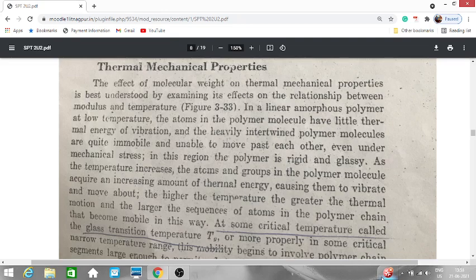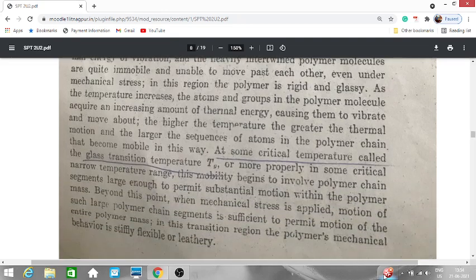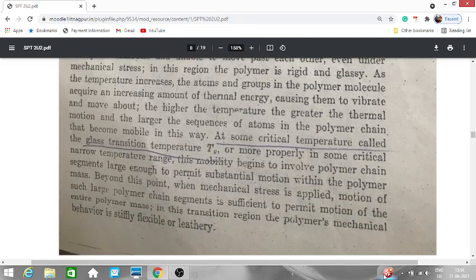As the temperature increases, the atoms and groups in the polymer molecule acquire an increasing amount of thermal energy, causing them to vibrate and move about. The higher the temperature, the greater the thermal motion, and the larger the sequences of atoms in the polymer chain that become mobile in this way. At some critical temperature called the glass transition temperature (Tg), or more properly in some critical narrow temperature range, this mobility begins to involve polymer chain segments large enough to permit substantial motion within the polymer mass.